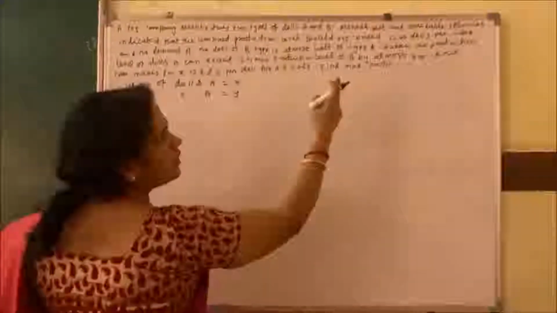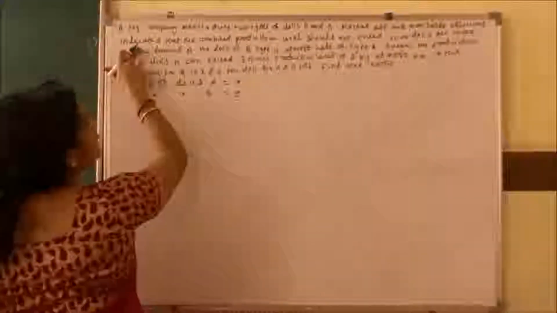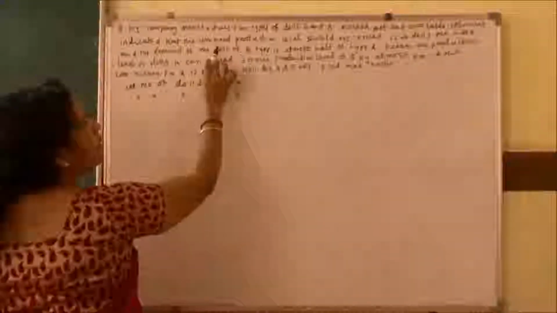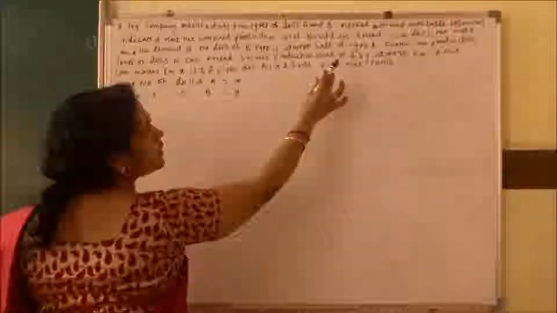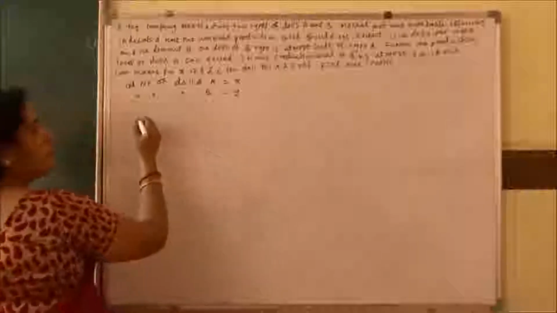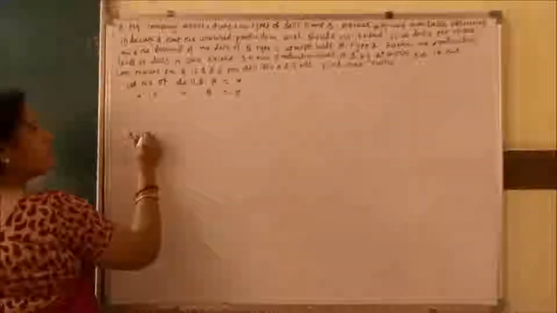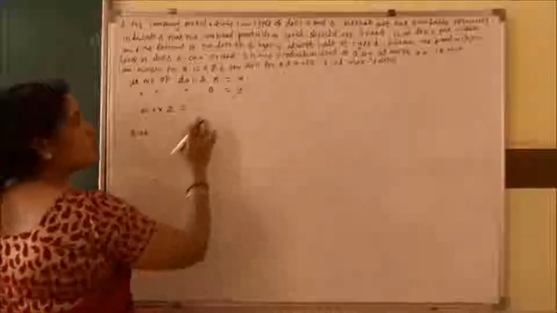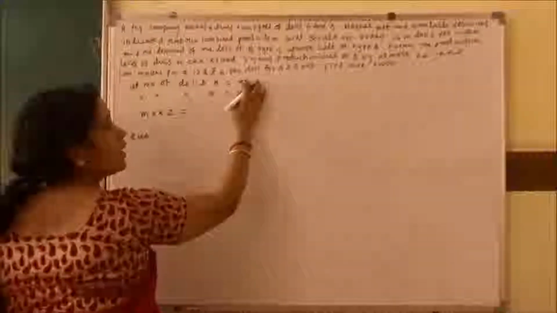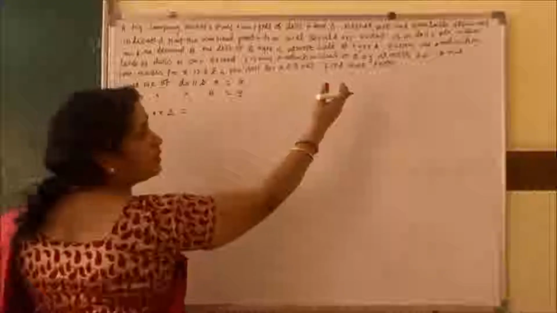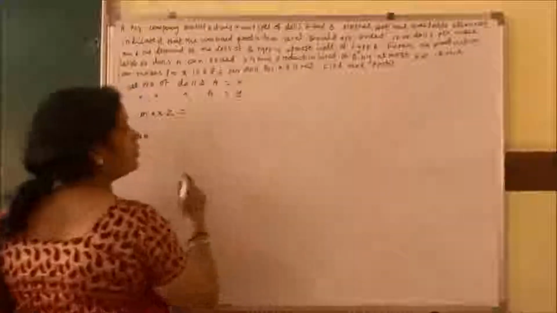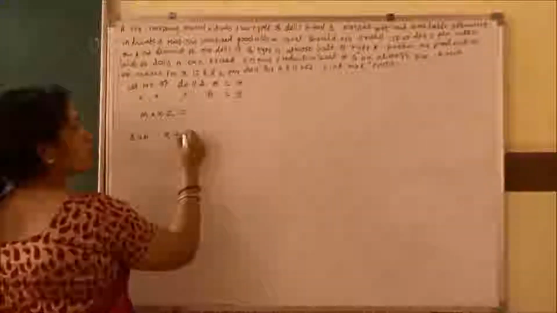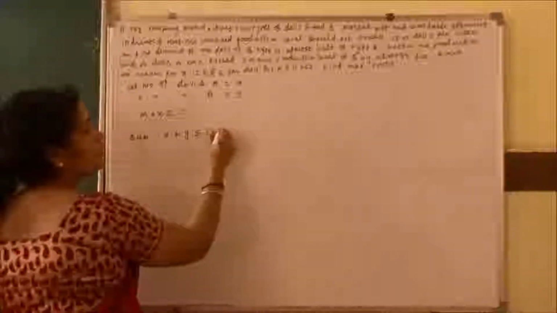Market tests and available resources indicate that the combined production level should not exceed 1200 dolls. Clear? Now I am writing here first, subject to, and I am leaving space for maximum. So the production level of x and y should not exceed 1200, which means the first constraint is x plus y less than or equal to 1200.